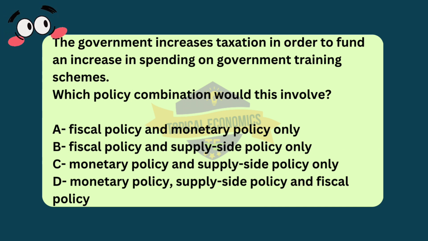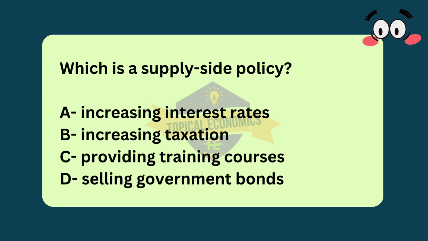Moving to question 14. Which is a supply-side policy? A. Increasing interest rates. B. Increasing taxation. C. Providing training courses. D. Selling government bonds. Reference, 2018 May-June version 2. The correct answer for this question is option C, providing training courses.